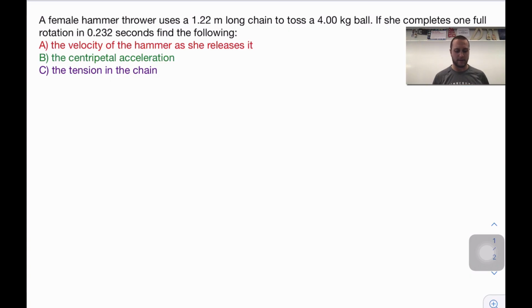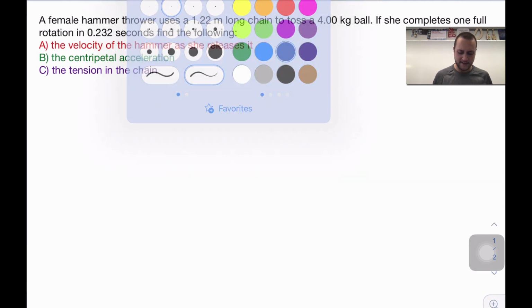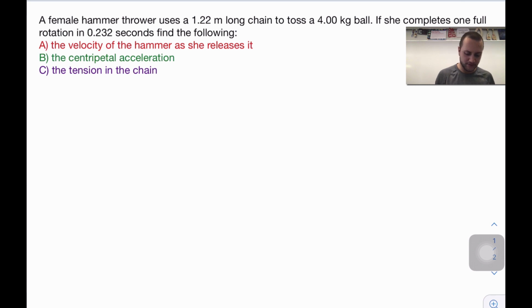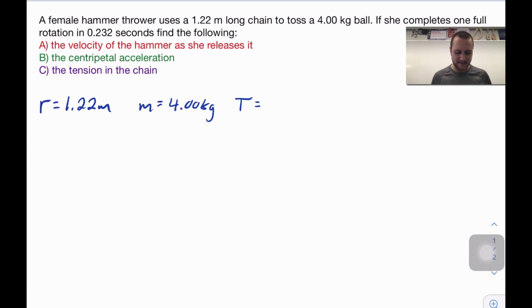So first thing that we're going to do here is find the velocity of the hammer as she releases it. And we're going to write down all of our givens that we know first. So we know the radius is going to be 1.22 meters. We know the mass is going to be 4 kilograms. And we know the period of rotation T, right? The period is time per revolution. She completes one full rotation in 0.232 seconds. And that is her time for each individual rotation.